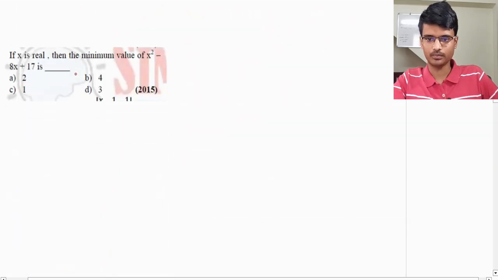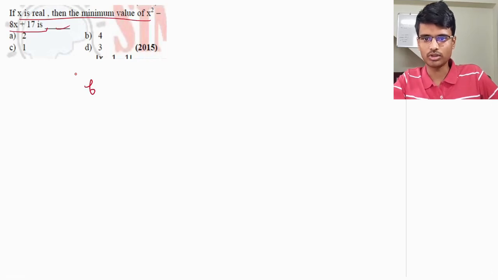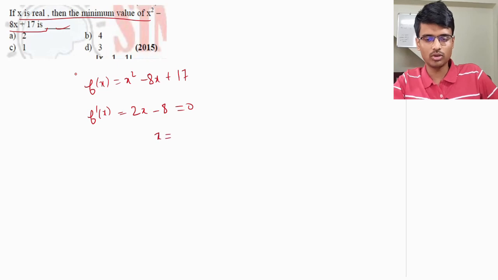Okay, moving on. If x is real, then the minimum value of x square minus 8x plus 17 is, okay. So the function definition that we have got is x square minus 8x plus 17. So we just need to differentiate. We get 2x minus 8. We need to equate this to 0. So at x equal to 4, the differentiation of the function is 0.